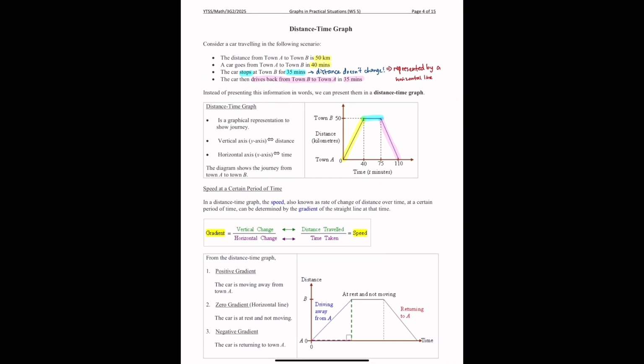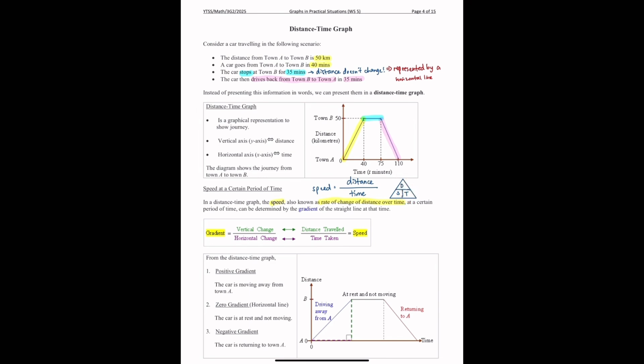Now let's move on to the second part of this page, speed at a certain period of time. So in a distance time graph, the speed is also known as the rate of change of distance over time. So let me just write the formula here. Speed is actually distance over time. It can be represented in this triangle that most of you might have seen before, DST. So speed is equal to D over T.